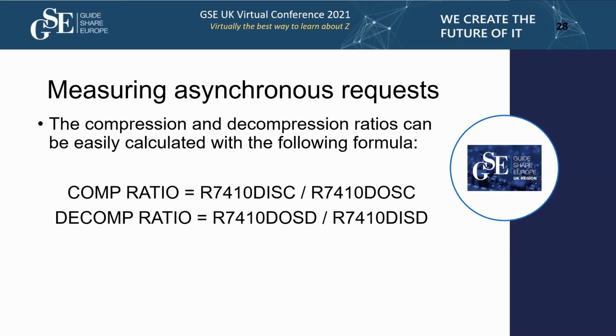One of the most important metrics that we normally control are the compression and decompression ratios. They can be easily calculated with the following formula, which uses some of the fields that we saw in the previous slide.